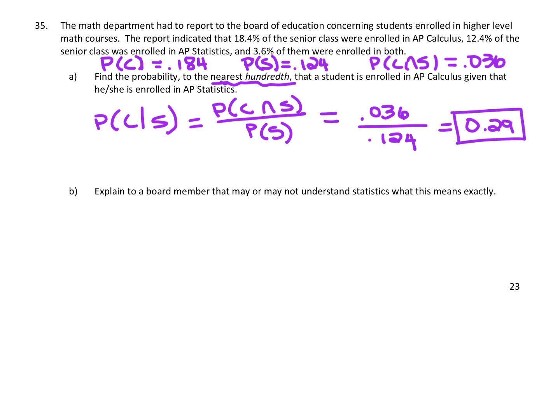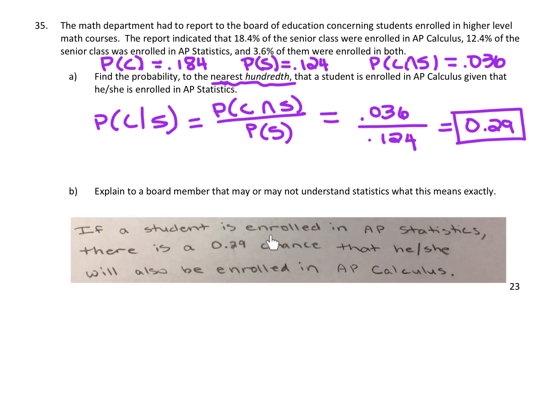All right, now in part B, it says explain to a board member that may or may not understand statistics what this means exactly. Okay, I want to point out, this does not mean that there's a 29% chance that a student is enrolled in calculus and stats. We know there's only a 3.6% chance that a student is enrolled in calculus and stats. What this means is if a student is enrolled in AP statistics, there is a 0.29 chance that they will also be enrolled in AP calculus. Okay, so if a student is enrolled in AP statistics, there is a 0.29 chance that he or she will also be enrolled in AP calculus.